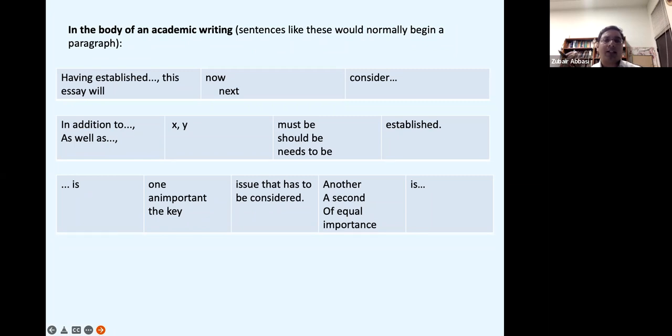And in the main body, what kind of language should we use? Having established this, the essay will now next consider. In addition to, as well as, must be, should be done. Recommendation: established is important, a key issue has to be considered, another, second, or equally important, right?